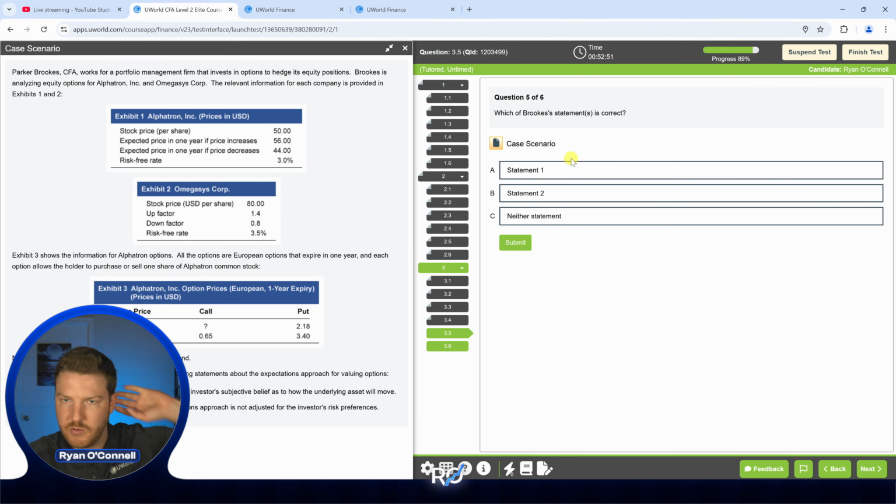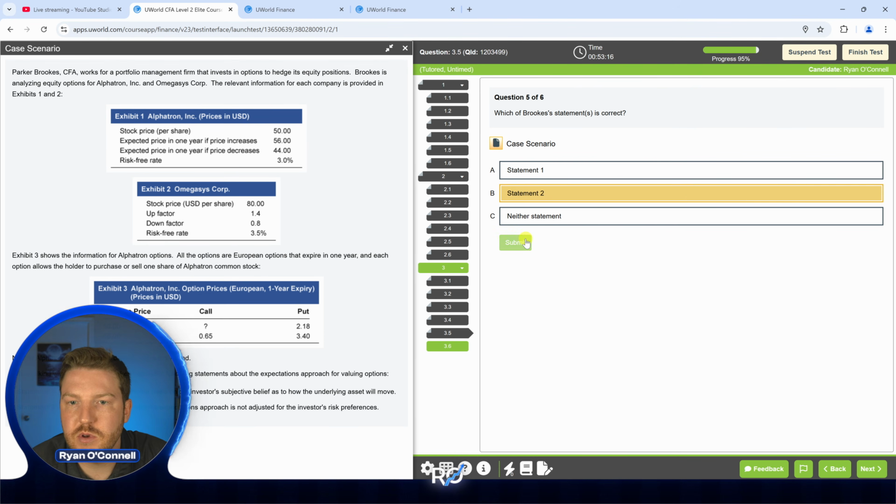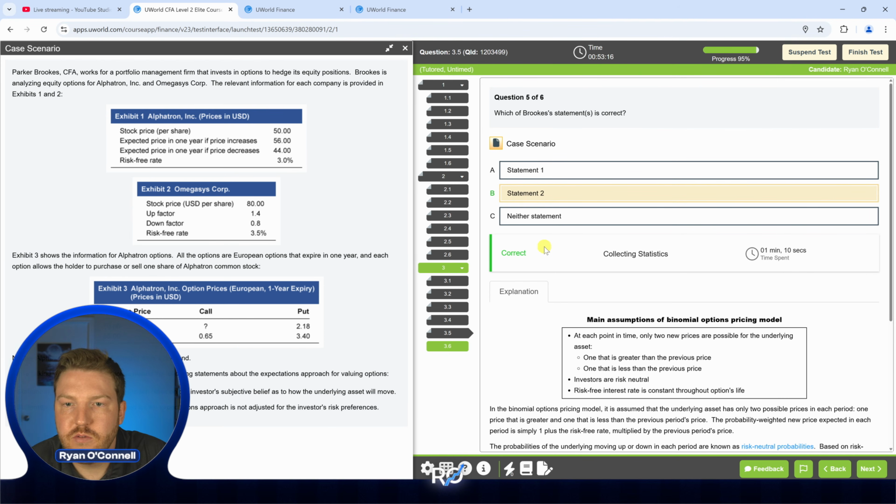So we would say that statement one is not right. And then statement two: the discount rate used for the expectations approach is not adjusted for the investor's risk preferences. Yeah, that's true, because we're discounting by the risk-free rate. The risk-free rate isn't dependent on the investor's risk preferences. It's dependent on whatever the risk-free rate is in the market, like a 3-month treasury rate or something like that. So we would go with statement two as the correct answer.